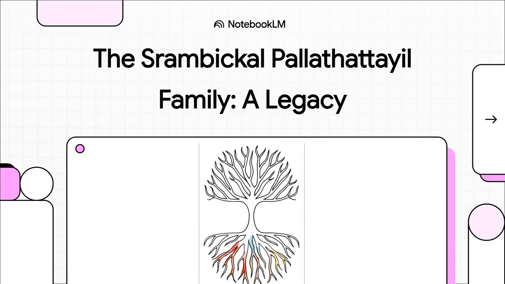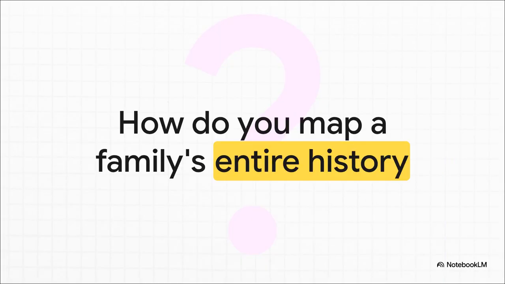So what you're looking at here, it's not just some old document. It's a map. But instead of showing you roads or cities, it maps out a human legacy, an entire family's history, all laid out. This is our explainer on the Srambickal Pallathitta family tree. And that begs the question, right? How do you even begin to take hundreds of lives, all those relationships, all those generations, and turn them into something you can actually see and understand at a glance? Well, the answer is kind of complex, but it's also beautifully simple.